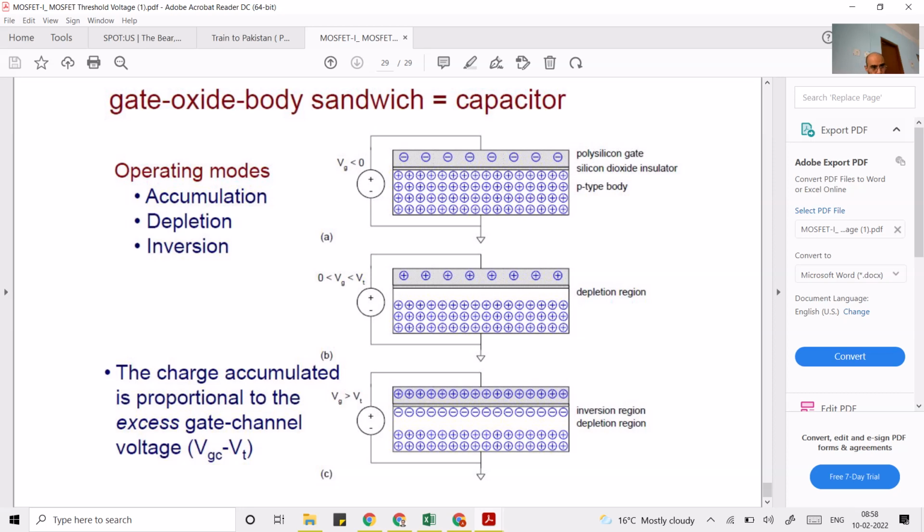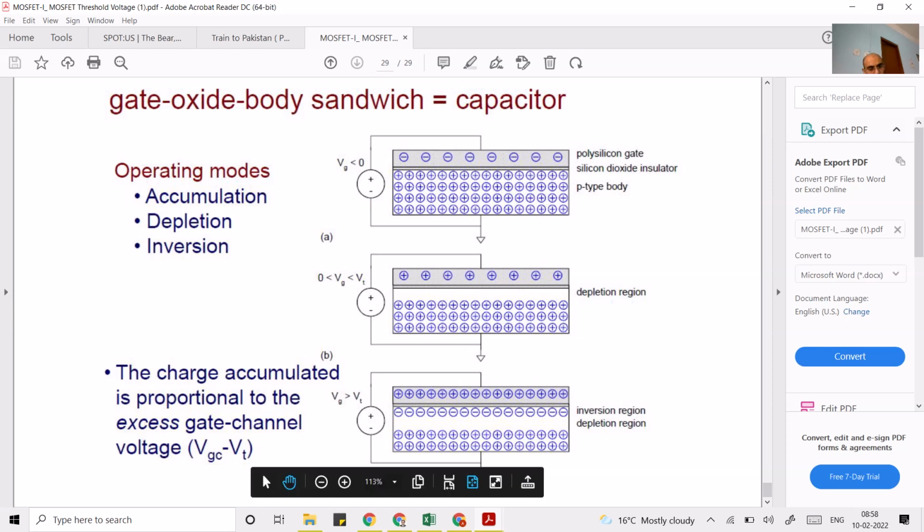So the first region is the accumulation region. When your gate voltage is less than zero, since this polysilicon is negative, some positive charge gets attracted near the surface, and this is called the accumulation region. But when you keep increasing the gate voltage to a small positive voltage which is less than the threshold voltage, then you form a depletion region here. So this way also you can understand the things.